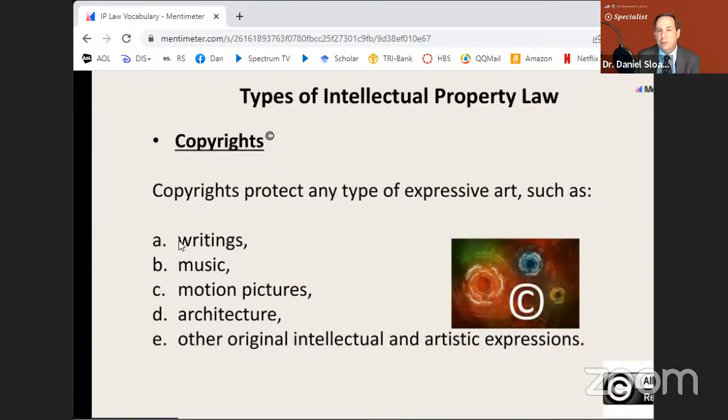And then types of intellectual property law, copyrights, and you can see the little C up here, the little symbol for copyright. And copyrights protect any type of expressive art. So that's one thing that it protects, expressive art, such as writings, music, motion pictures, architecture, other original intellectual and artistic expressions. And you can see I put another one here at the bottom of the paper, and it has a little more expressive writing with it. It says all rights reserved.